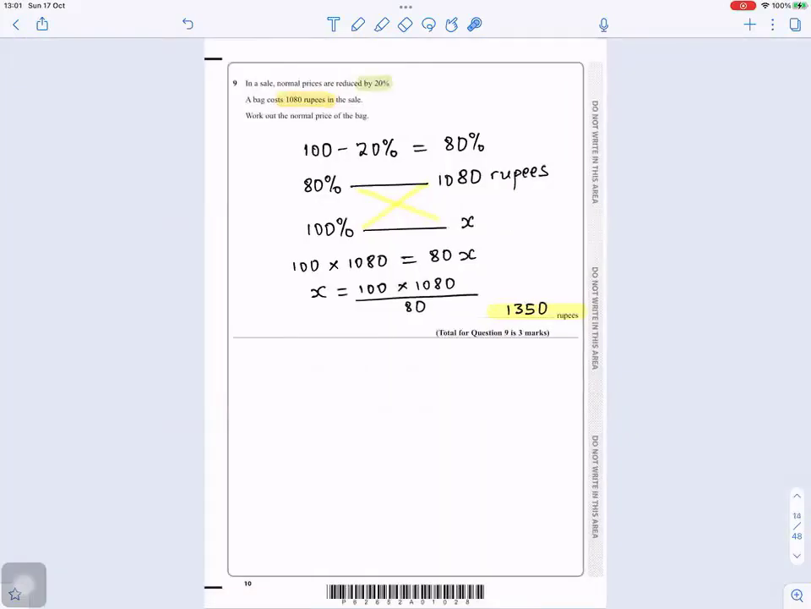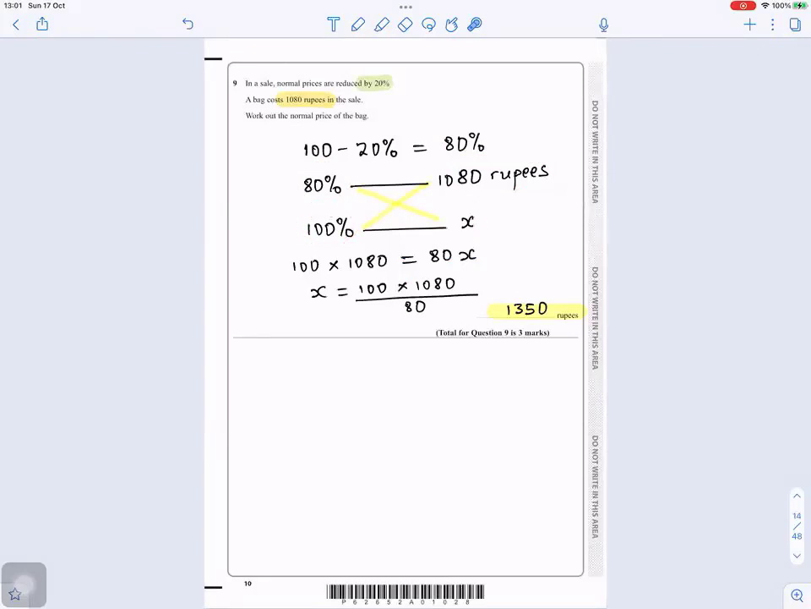Question number 9. In a sale, normal prices are reduced by 20%. A bag costs 1,080 rupees in the sale. Work out the normal price of the bag. 100 minus 20 gives you 80%. So 80% is equivalent to 1,080 rupees. 100% is equivalent to x.